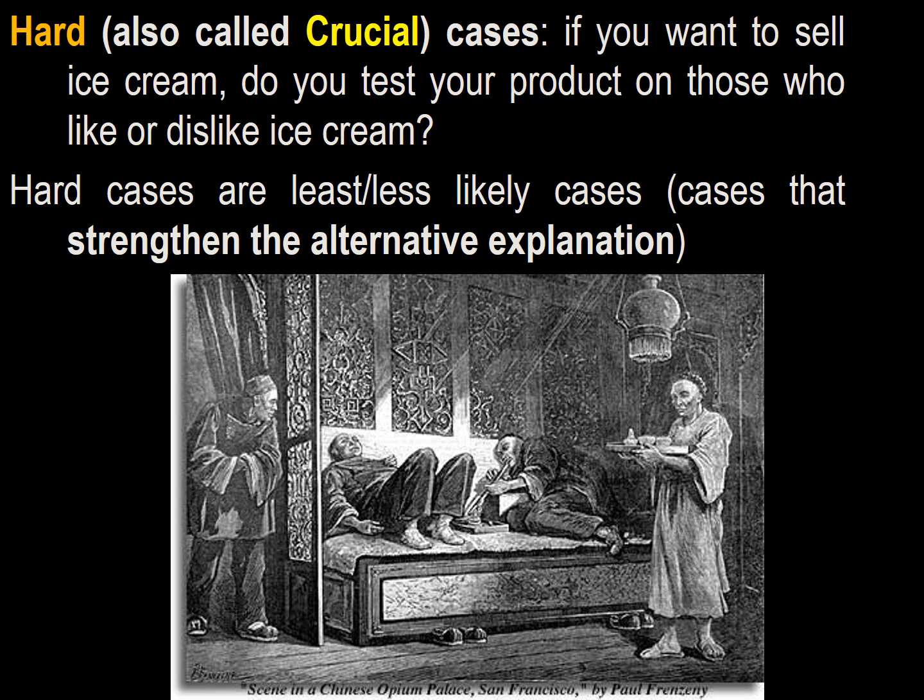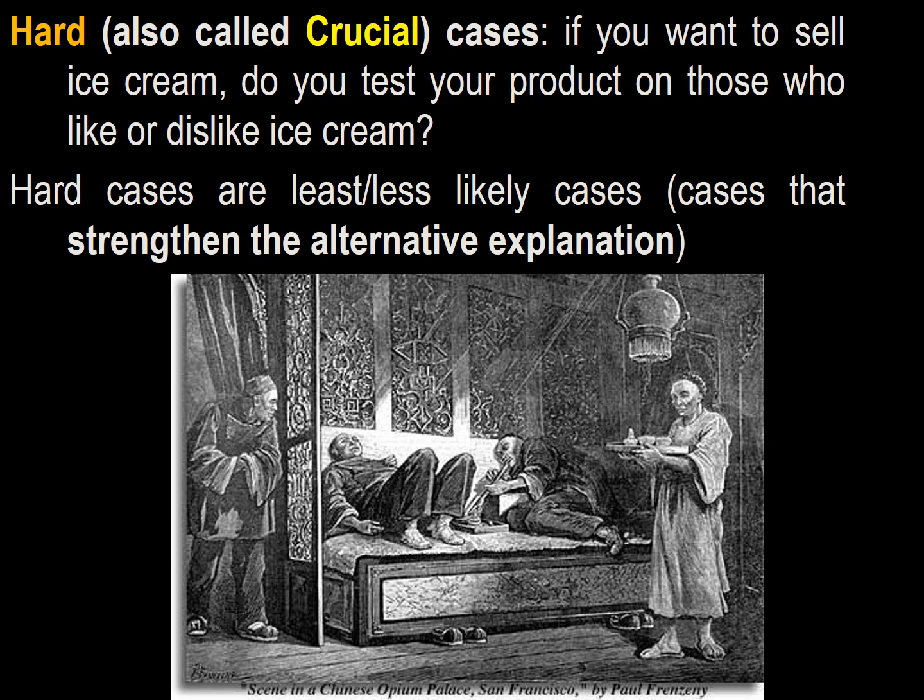You want to test your case on someone who is less likely to support your case, meaning a case that's less likely to support the assertions of the alternative explanation, but it's still within scope conditions. In other words, they're not allergic. In other words, you're not trying to test military theory on Canada.